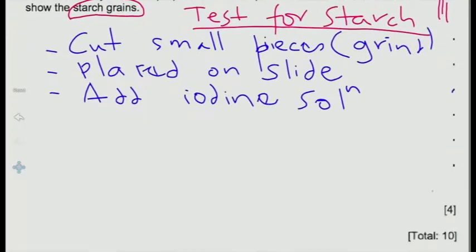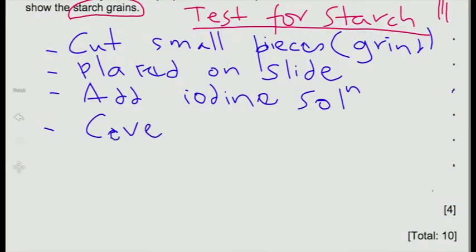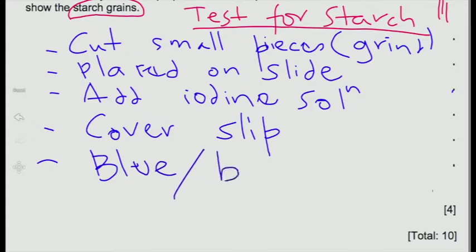Point number 4, you cover with a cover slip. And then after that, you observe the color change. If the color changes to blue-black, it means starch is present.